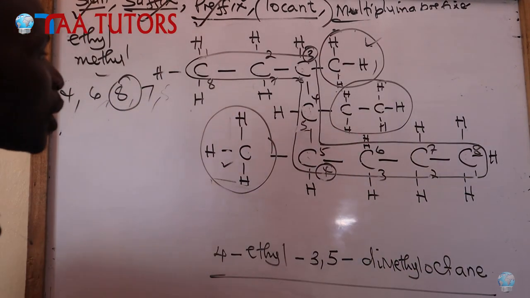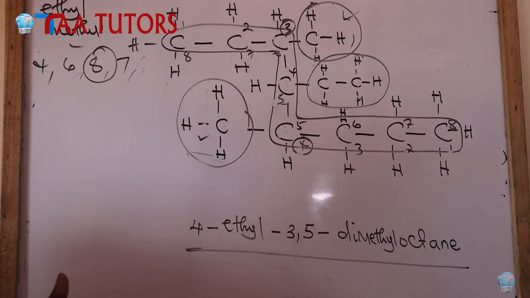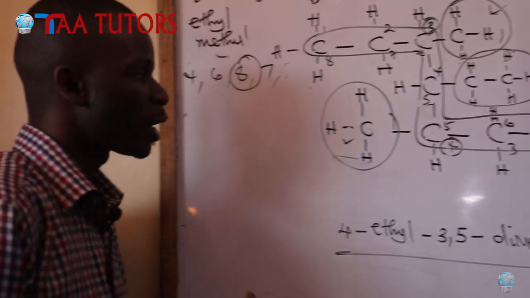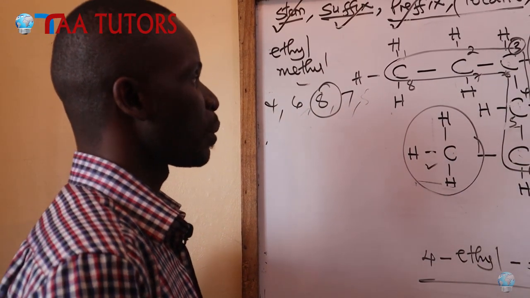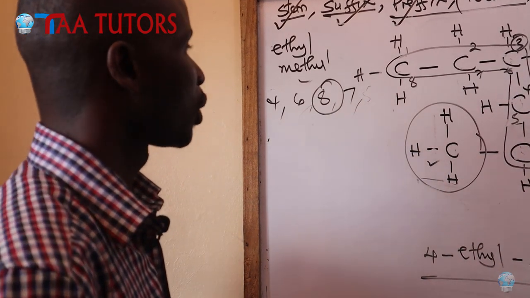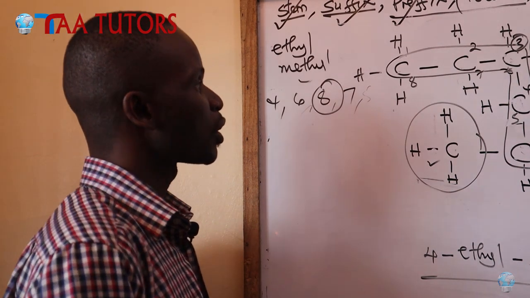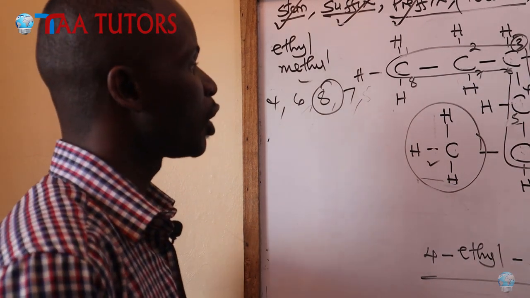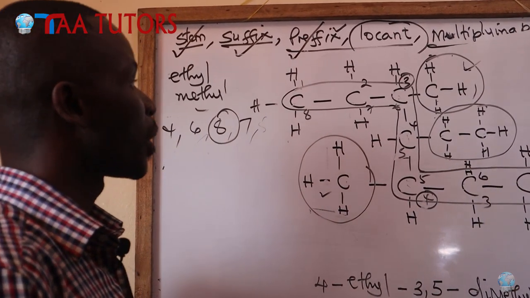And viewers, we can make it as complicated as it can be. But based on your syllabuses, you don't need to handle much more complicated cases. The cases you are going to meet in the exam will be very simple, probably having 5 carbon atoms, 1 branch, or 2 identical branches. But now we have looked at some more complicated cases, and I believe the lesson has been very enjoyable.